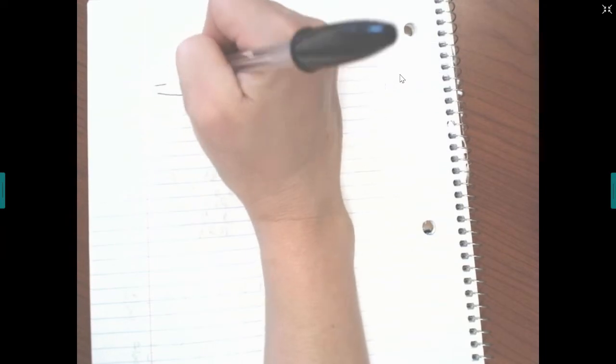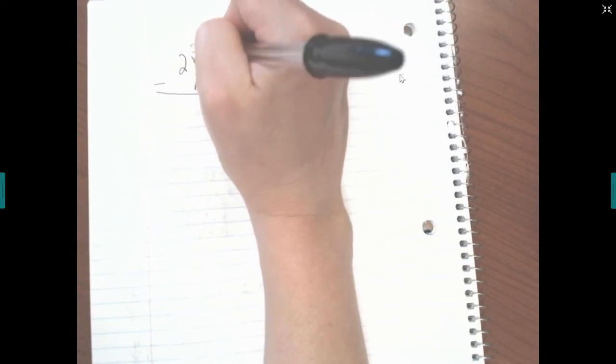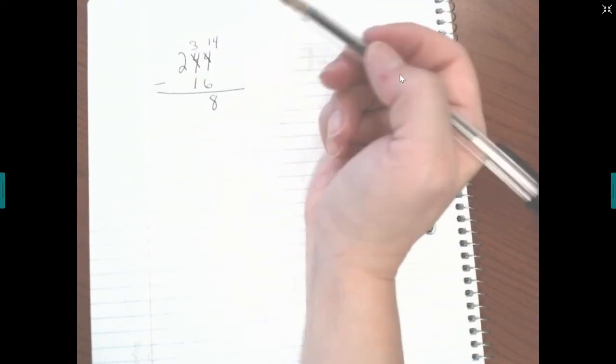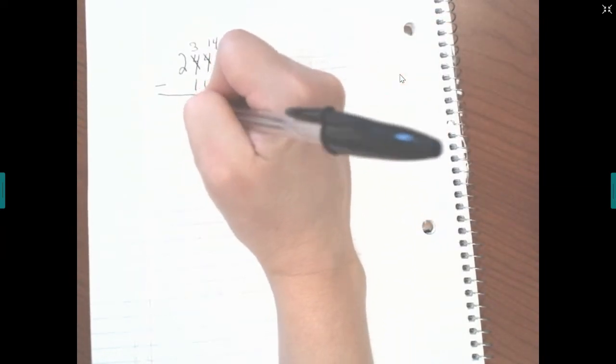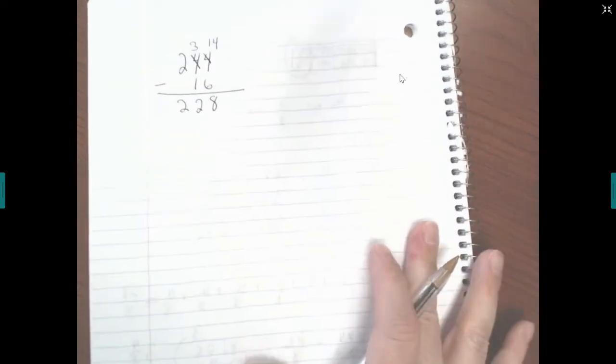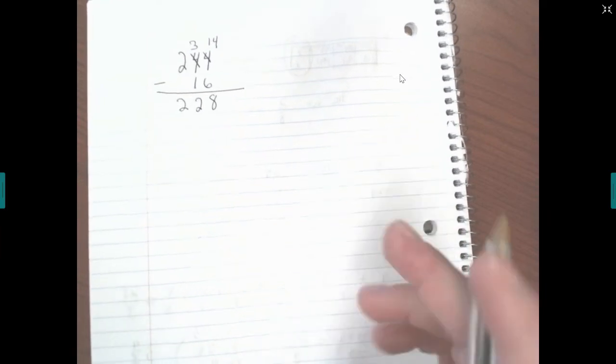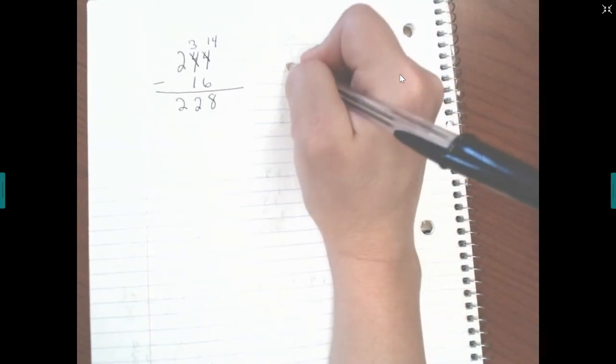4 minus 6 we can't do. This becomes a 3. This becomes 14. 14 minus 6 is 8. 3 minus 1 is 2. And then bring down my 2. Then it says if 9 people share the remaining marshmallows, how many will each person get? So now we're going to divide this by 9.